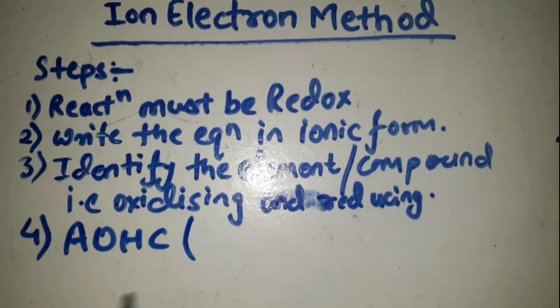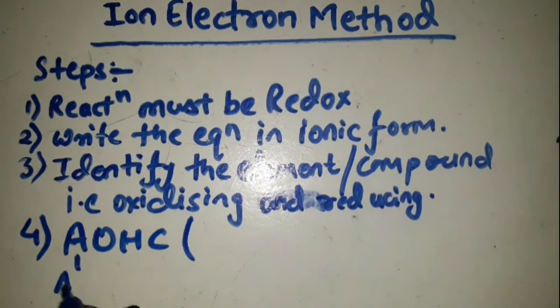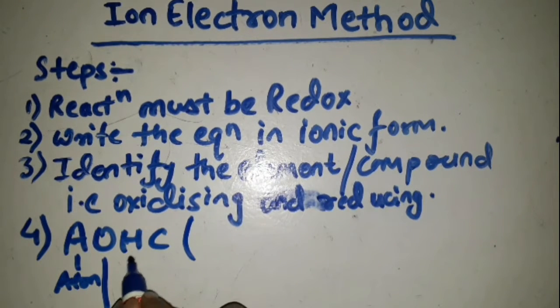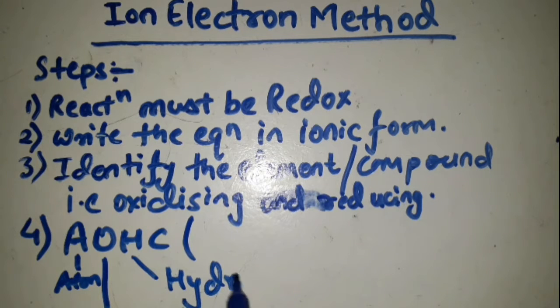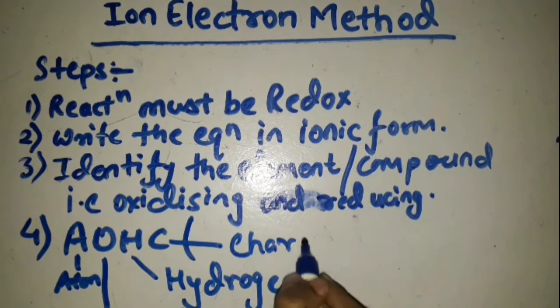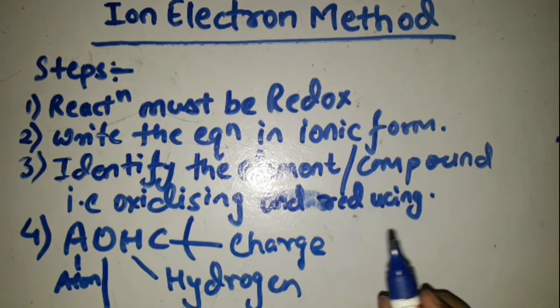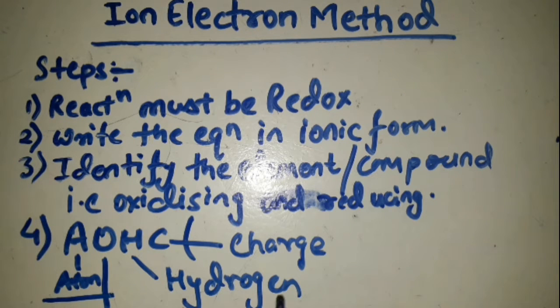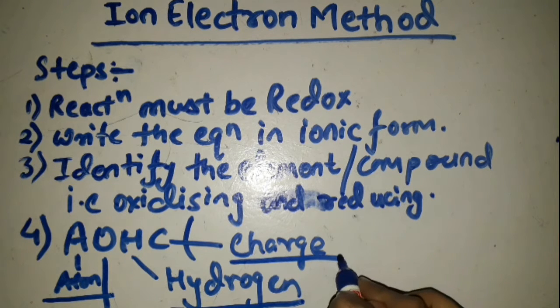Here A stands for atom, O oxygen, H hydrogen, and C charge. When we identify the elements that are oxidizing or reducing, firstly we should balance the atoms, that is, the number of atoms on both the reactant and product side should be equal. After that we will balance oxygen, then hydrogen, and lastly we will balance the charge.